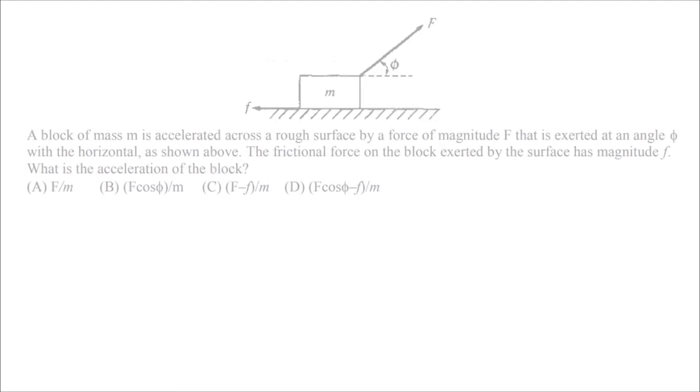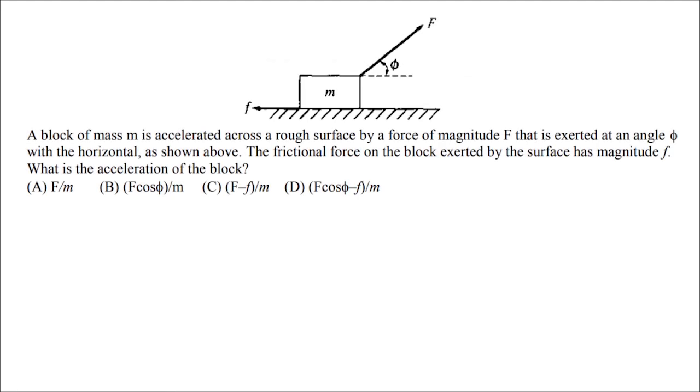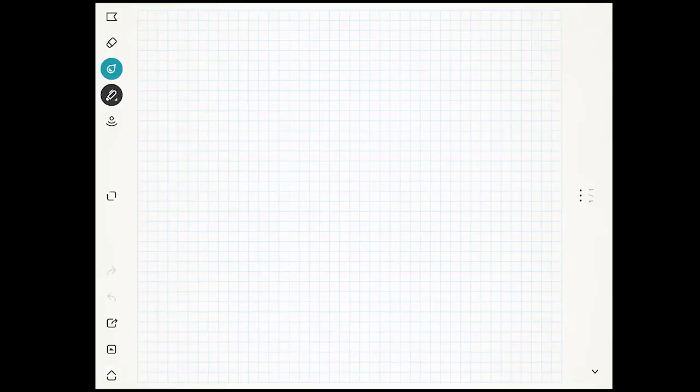First question. A block of mass m is accelerated across a rough surface by a force of magnitude capital F that is exerted at an angle theta with the horizontal as shown above. The frictional force on the block exerted by the surface has a magnitude lowercase f. What is the acceleration of the block? Real quick here, we're just going to draw our block. It's on a surface. We have our friction force acting on it, lowercase f, and we have a force of magnitude F pulling at an angle theta to the horizontal.